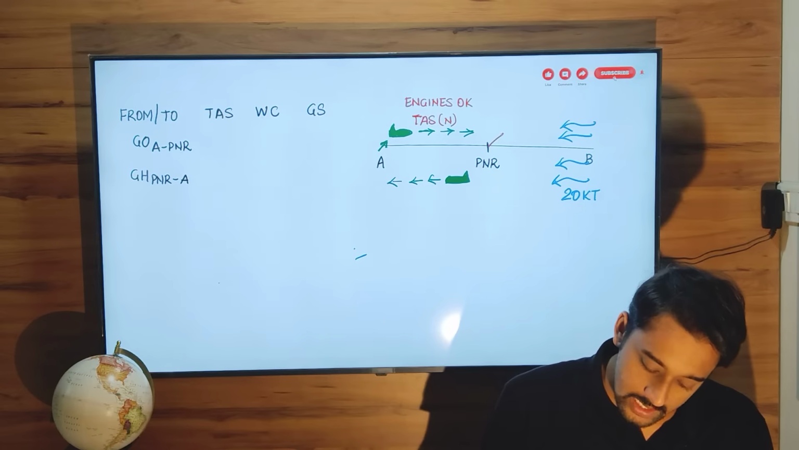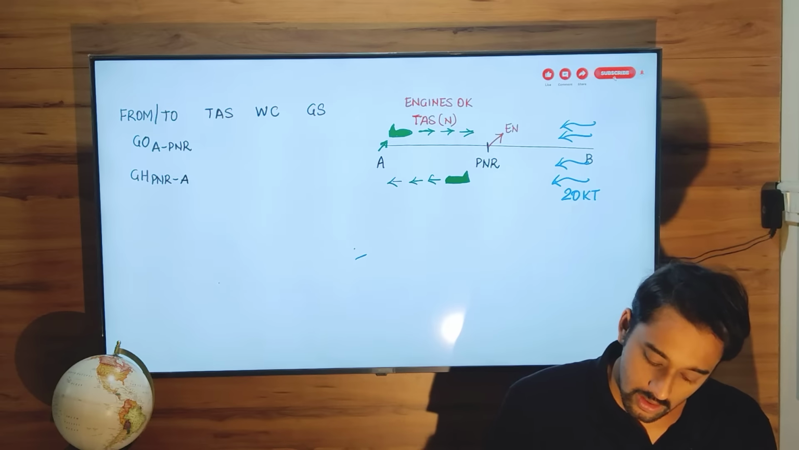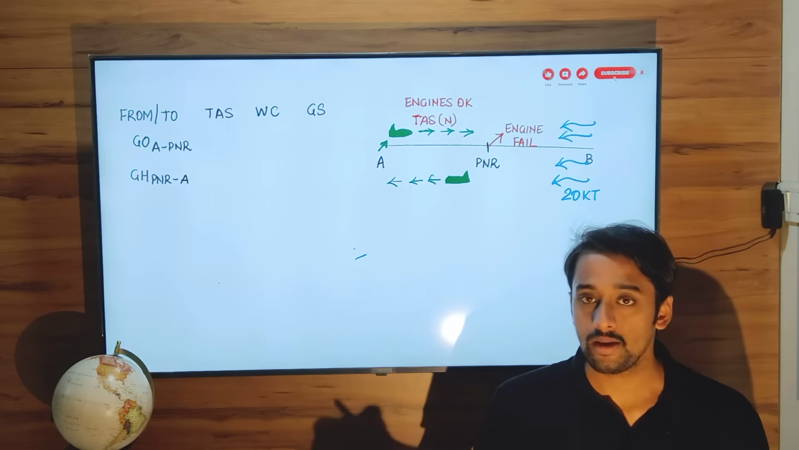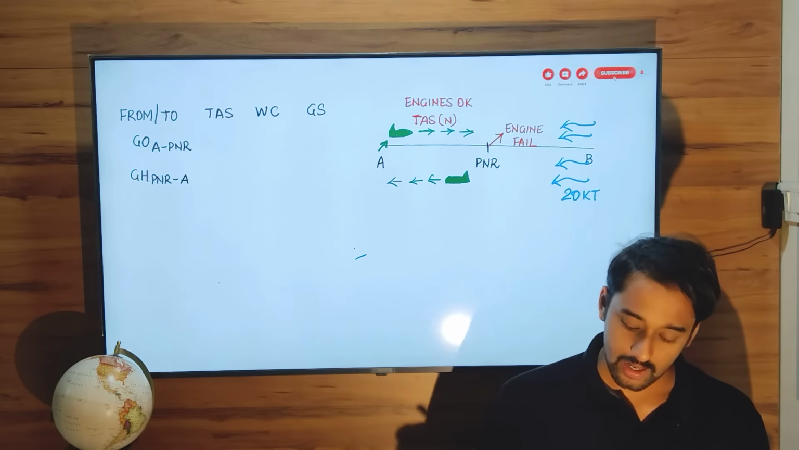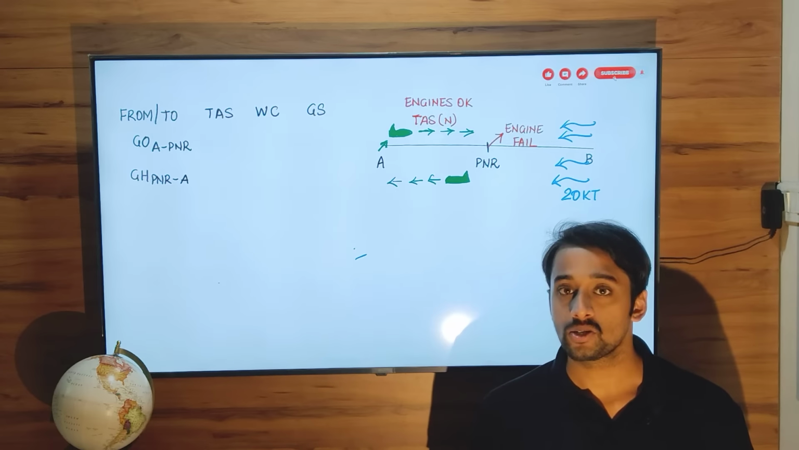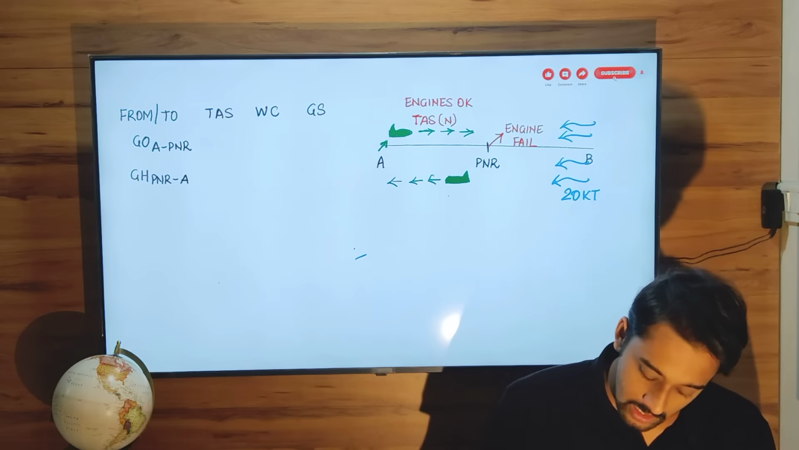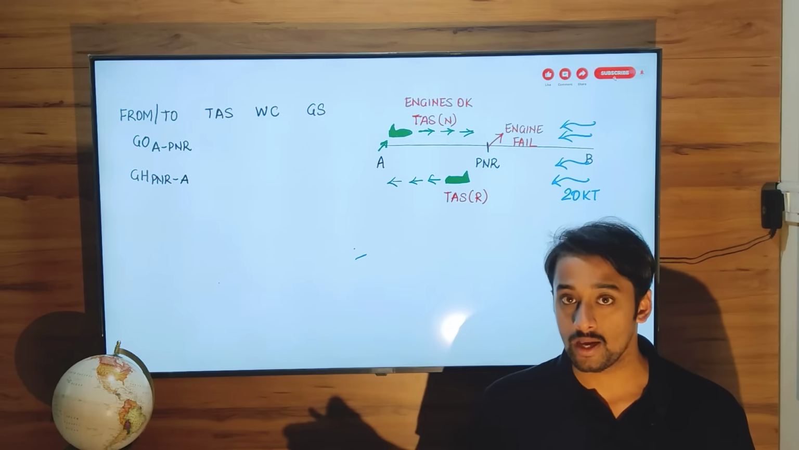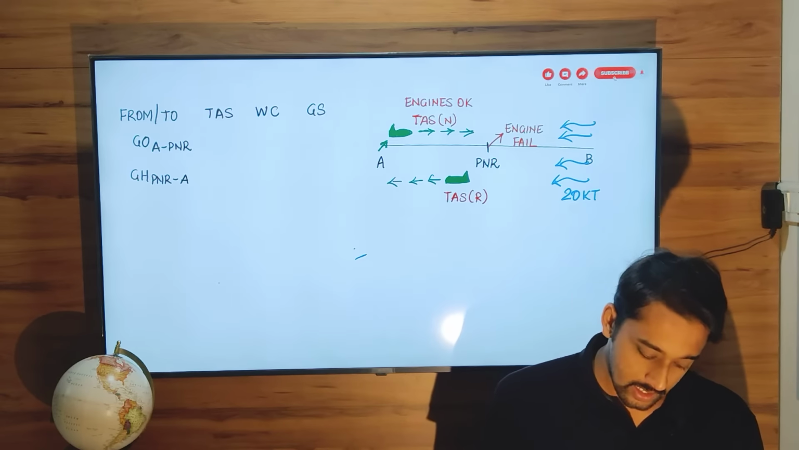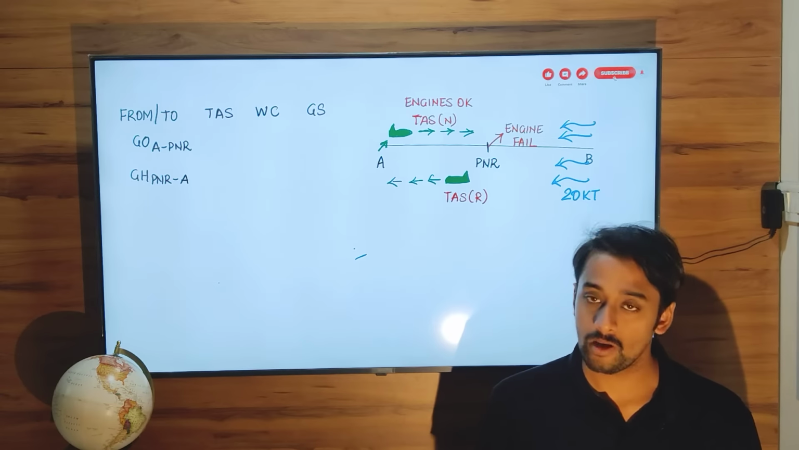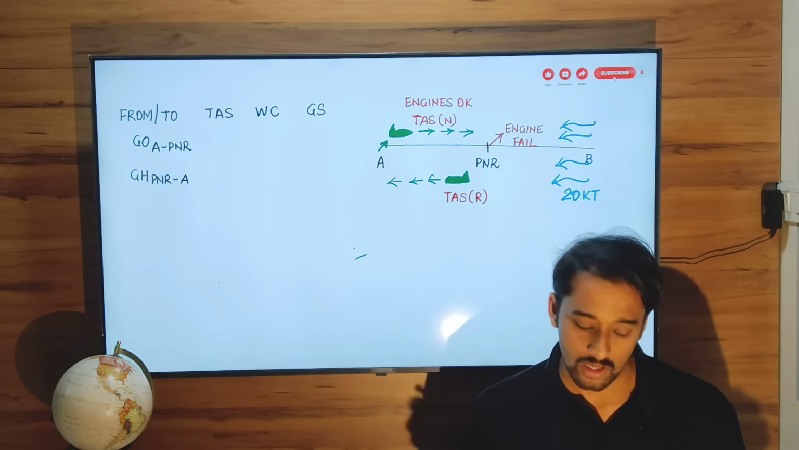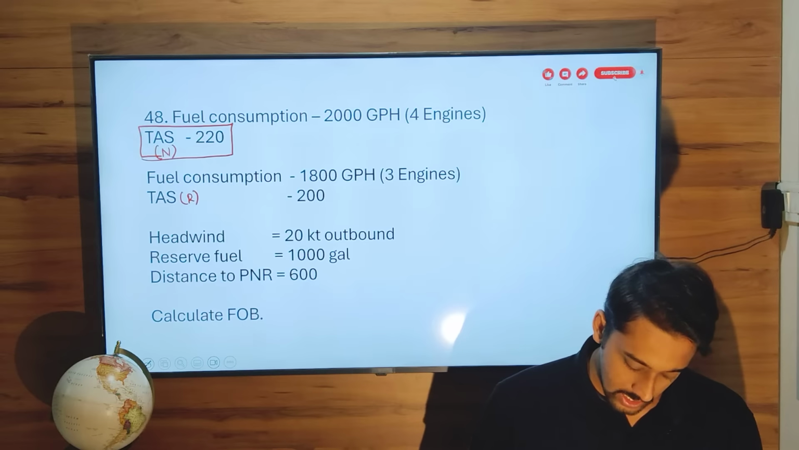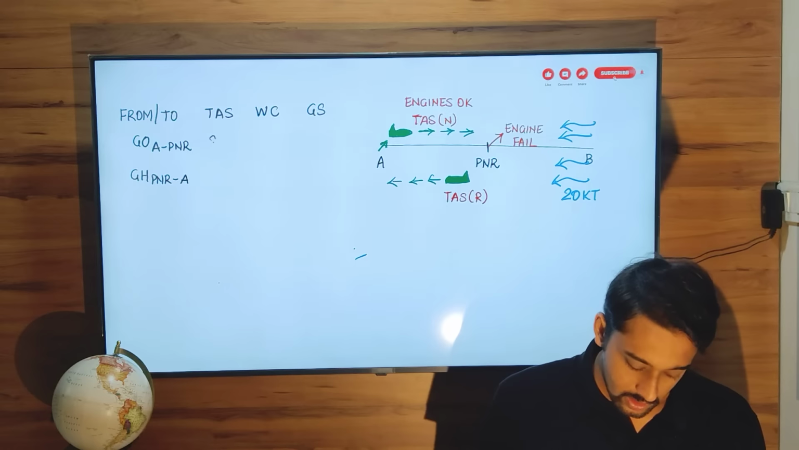At PNR, when there is an engine failure, that means the engine is not okay, you make a decision to come back, and due to the failed engine, your true airspeed will decrease. So while coming back, you will fly at a reduced TAS. So over here, in the first row, when going from A to PNR, TAS is normal. So what is normal TAS? It is 220. So let's write down 220.